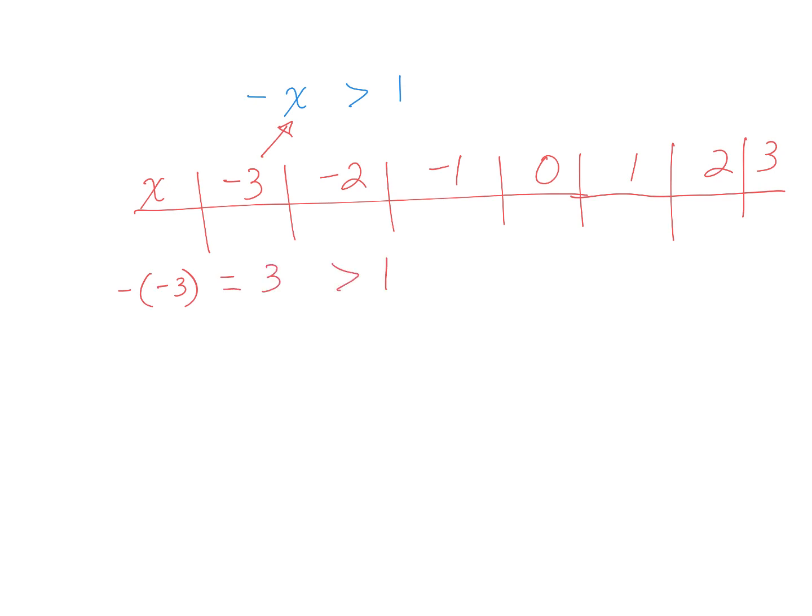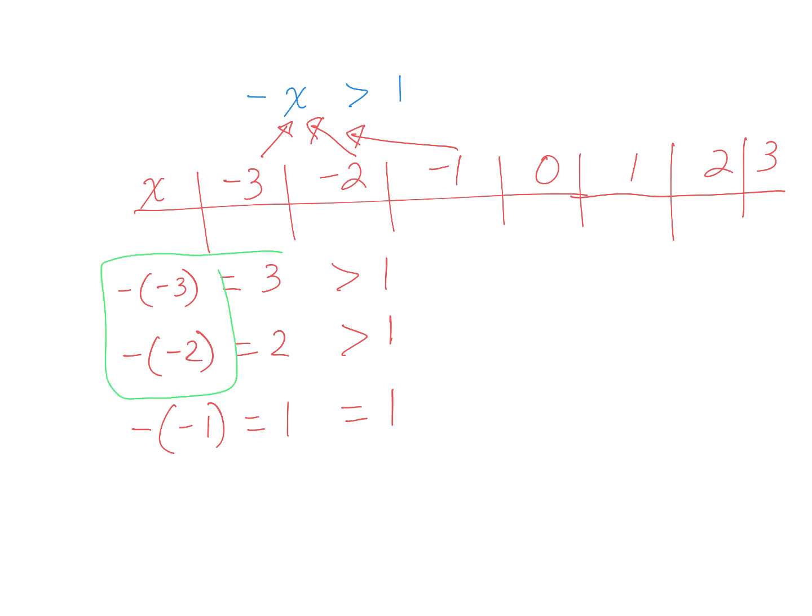Is this value greater than 1? Yes. Then when we do -2, negative of -2, this becomes +2. Again, it's greater than 1. Then if I put -1, negative of -1, now I get 1, right? So this value is equal to 1 instead of being greater than 1. So what values of x that you insert will give you a result greater than 1? Any value of x below -1 is giving me a value greater than 1.